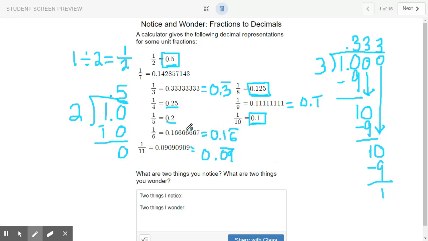So let's sum up what we've learned from this Notice and Wonder, right? We learned that some decimals are called terminating decimals because they stop. There's no remainders, like 1/2. Some decimals are repeating because there's always going to be a remainder. Okay? We also remember that we can convert a fraction to a decimal by dividing the numerator by the denominator.